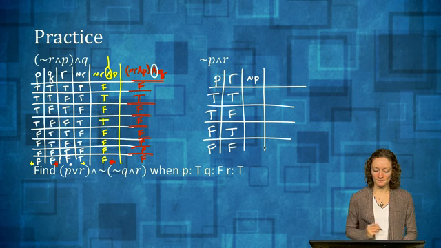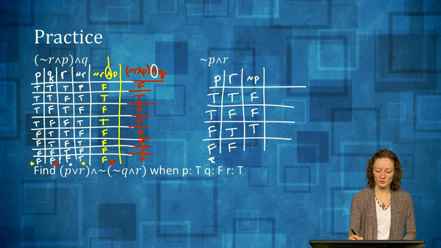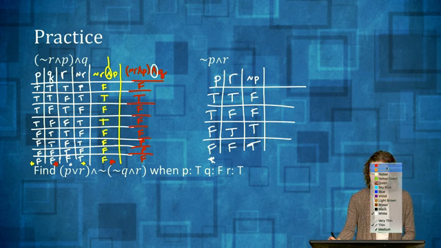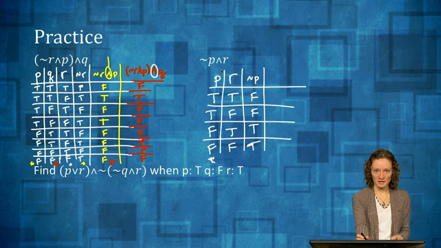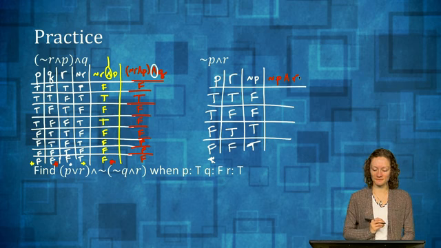So let's start there. Negation P is simply the opposite of P. True, true, false, false becomes false, false, true, true. And then now we have everything we need to pull this together. We have negation P, we have R. So we can pull those two things together with and.